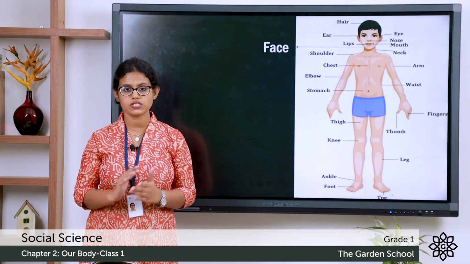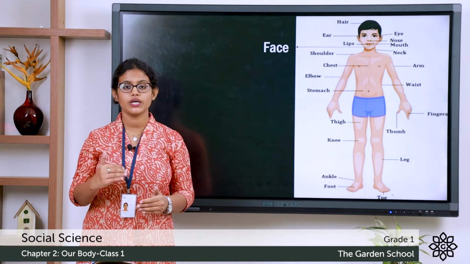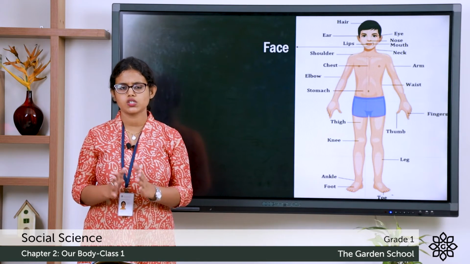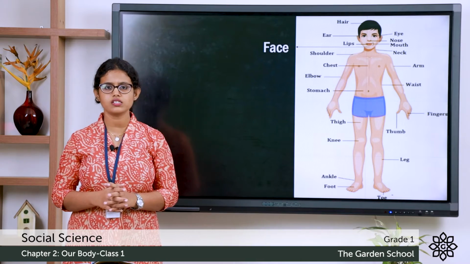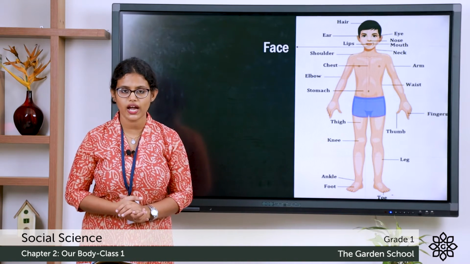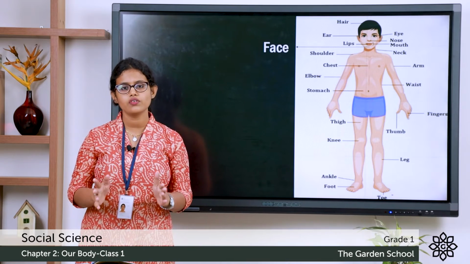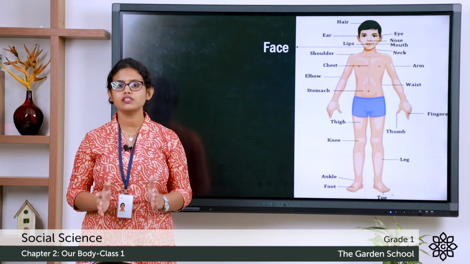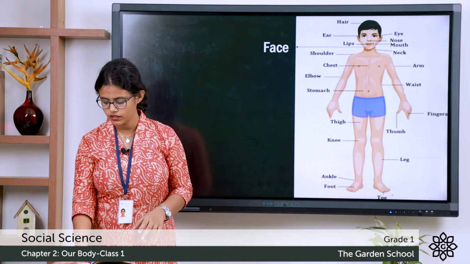Eyes, ears, arms, hands. You have 2 each, right? You have 2 eyes, you have 2 ears, you have 2 arms. So you have 2 each. So the answer is 2. Then fingers. How many fingers do you have? You have 5 fingers in one hand and in the other hand you have 5 more fingers. So total how many fingers? You have total 10 fingers. So the answer is 10.